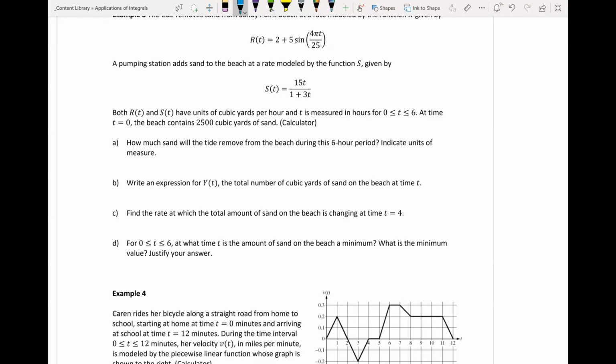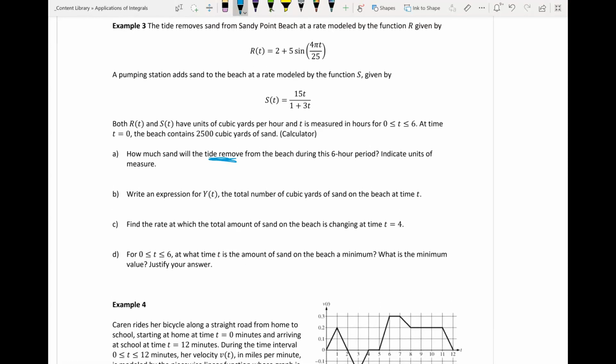So if we want to know how much sand is going to be removed, we're going to look at R of t, because that's the equation for removing sand. And we want to know how much sand, we don't want the rate. So in order to get the amount of sand, we're going to take the integral from 0 to 6, so we'll get a 6-hour period, of R of t dt. Because R of t is the rate, but I just want to know the amount of sand. We can use our calculator for this, and this will give us 31.816 cubic yards.